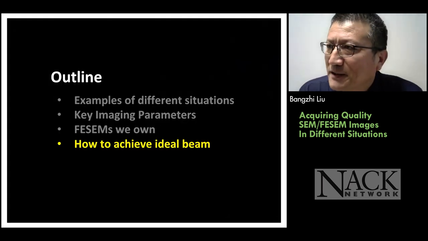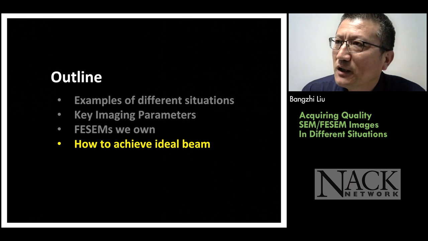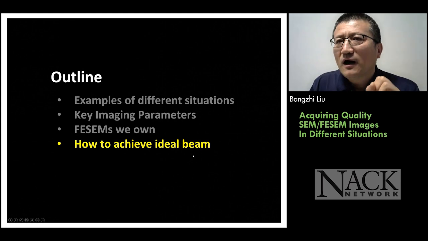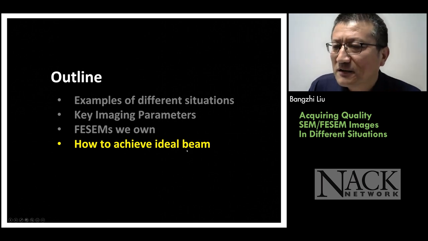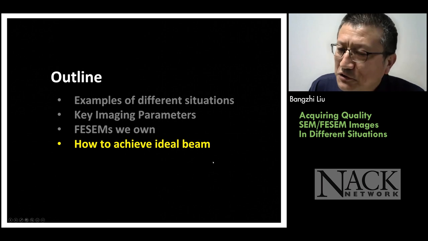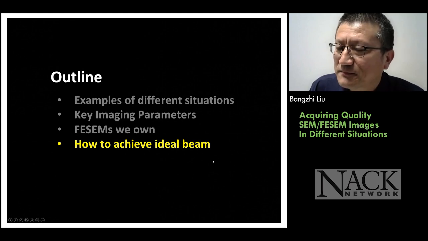So we talked about different situations. When you image your sample, you need to make sure the voltage is right, the aperture is right, the beam current is right, and the working distance too, all these conditions. When you change those parameters, how can you make sure the beam is right? If you want a good image, you have to make sure the beam is good. So how can you make sure, at a given condition, that the beam is right?